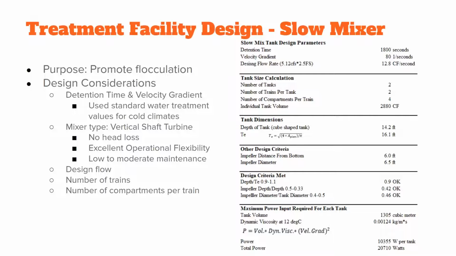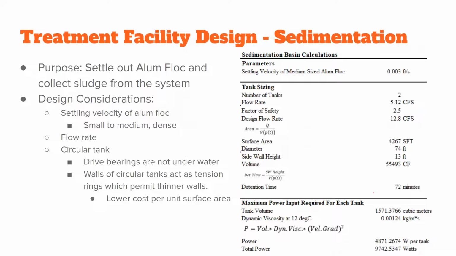And so then for our sedimentation basin, the purpose of this is to settle out the alum floc, as well as collect sludge from the system and bring it to the dewatering box. Considerations here were the settling velocity of the alum floc.